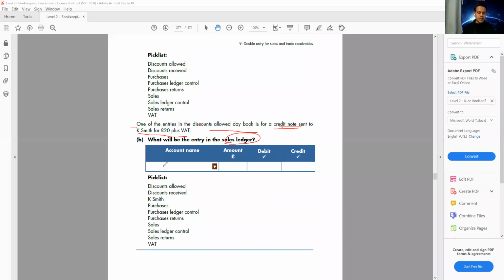K. Smith. Sales ledger, so I'm writing the name K. Smith. How much will be the amount? 20 plus VAT. So 20% is the VAT. So that is 24. 20 plus 4 is 24, isn't it? So 24. And because of the discount, is this person K. Smith going to pay me more or less? Here's my sales ledger control. Here's my asset. If I give a discount, he's going to pay me less, isn't it? So am I going to make him debit, or am I going to make him credit?